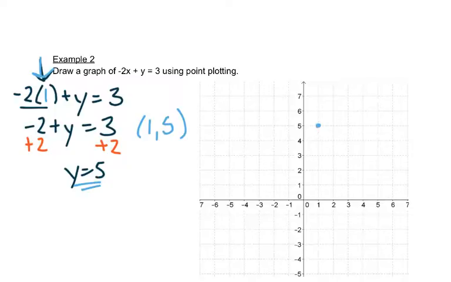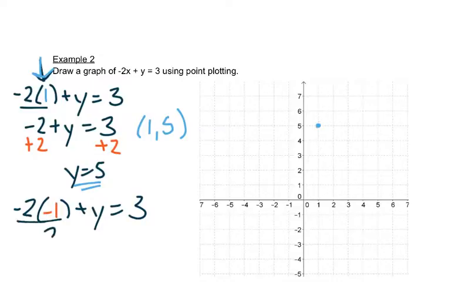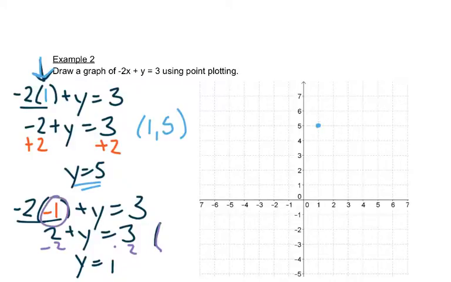So let's try another x value. It doesn't matter which one we choose. Well, let's try a negative 1 for x. So 2 times negative 1 is positive 2. And then we would subtract 2 from both sides. And we get y is 1. So this is another point. X was negative 1. Y was 1. So we have negative 1, 1. So that would be this point right here.